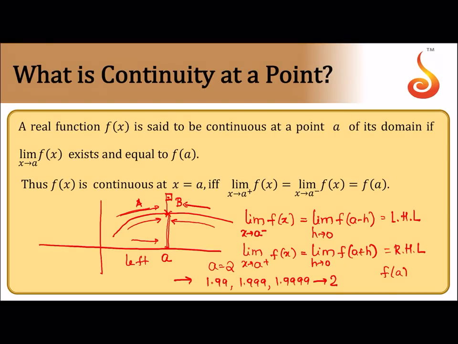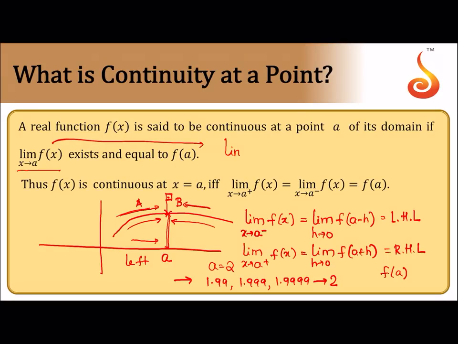Okay. So if the left hand limit is equal to the right hand limit, and it must be equal to the value of f of a, so left hand limit equals right hand limit equals value of the function, then we say the function is continuous.